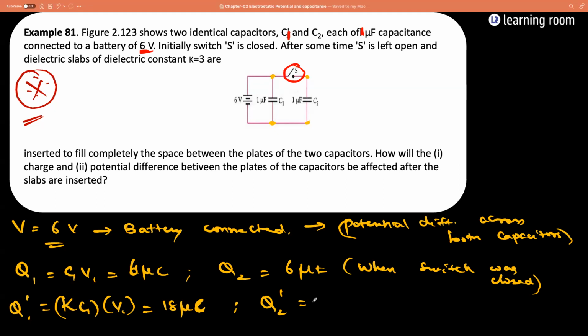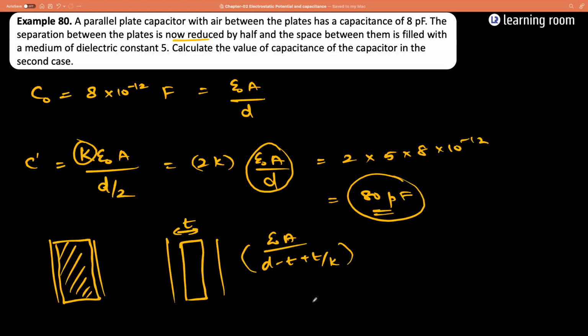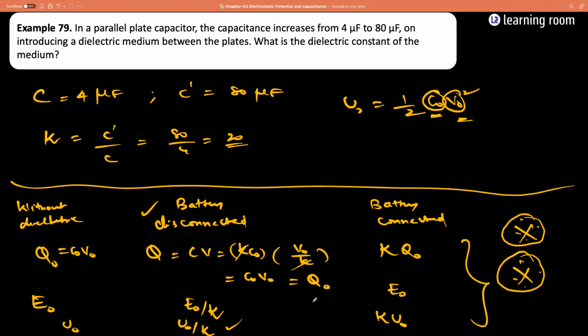Now what about Q2 dash? It is not 0 because the dielectric is inserted. Once the dielectric is inserted, there is going to be some charge stored on it. What is going to be the value? 2 microcoulomb? How did you get it? Because if V naught would change, it will become V naught by kappa. So observe this table.